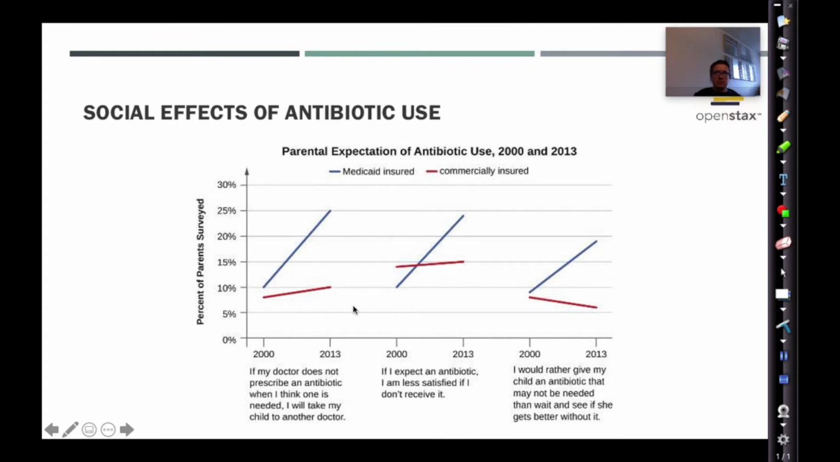So the social effects of antibiotic use. If you're Medicaid insured, you typically want to have your doctor prescribe antibiotics. Even if you don't know what is infecting the child, you want your child to have antibiotics. And that's because people who have Medicaid typically do not understand, due to lack of education, that antibiotics may not be the best solution and may actually make the situation worse by potentially allowing things like a superinfection to occur.